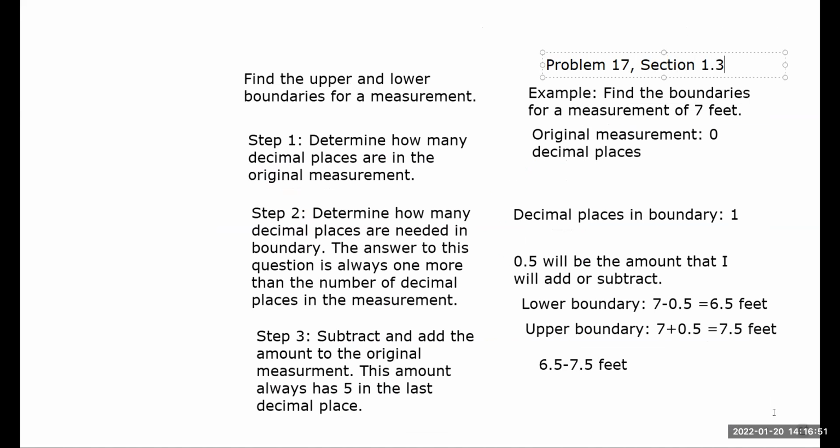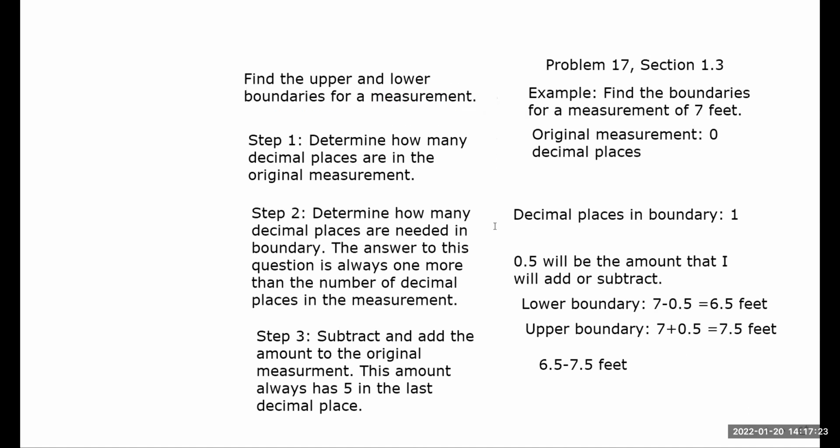So this says we're going to do the same thing. We're going to find the boundaries for a measurement of 6.3 millimeters. So step one, if you remember, is to find how many decimal places are in the original, and then how many are needed for the boundary.